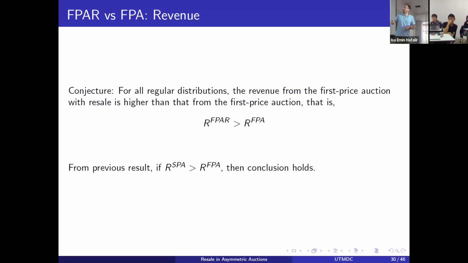And if this were correct, for instance, if there is a proof for this, then we know that first price auctions with resale is better than second price auctions with resale, which is equal to second price auctions. So for the cases in which second price auction is giving a higher revenue than first price auction, for instance, some cases identified by Maskin and Riley, this conclusion will automatically hold. All right, but let's continue.